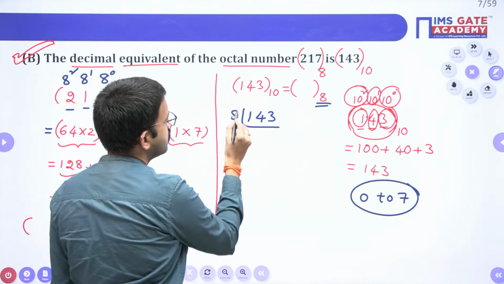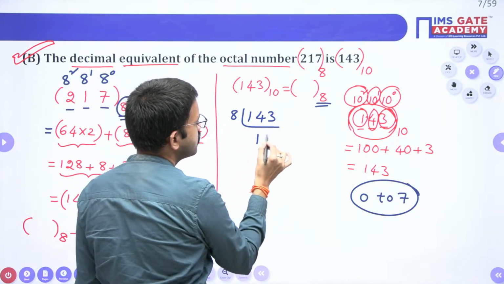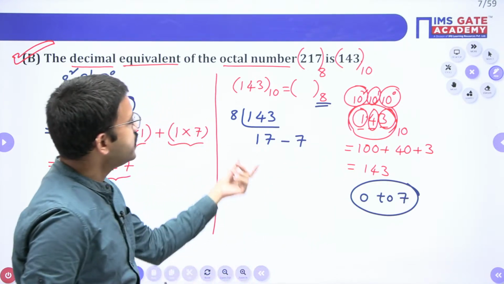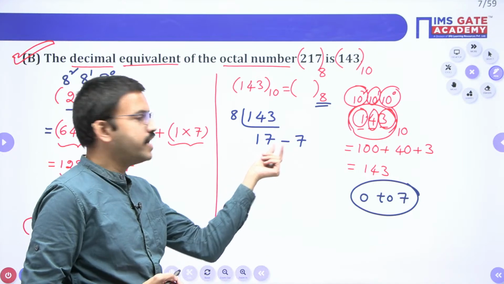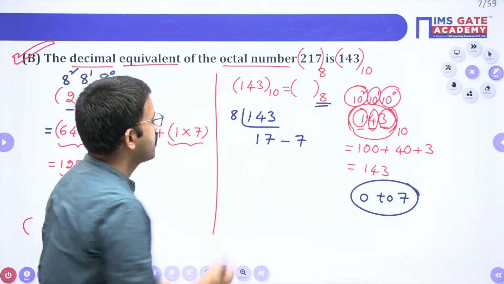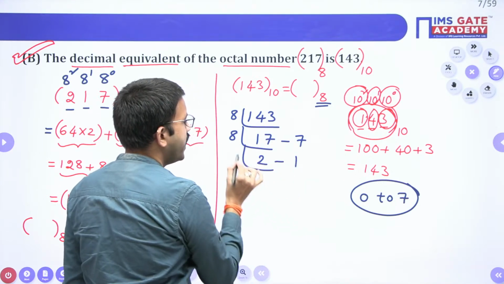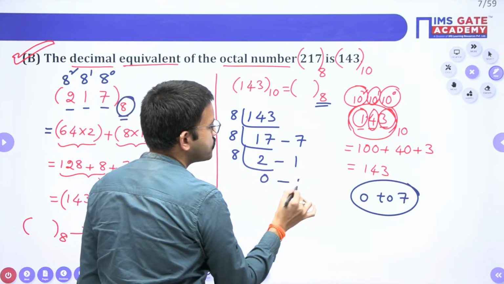8 ones are 8, 63 is there, 7 8s are 56, remainder is 7. I am repeating once again, here we are placing the quotient and here we are placing the remainder. Now 8 2s are 16, remainder is 1. 8 zeros are 0, remainder is 2.